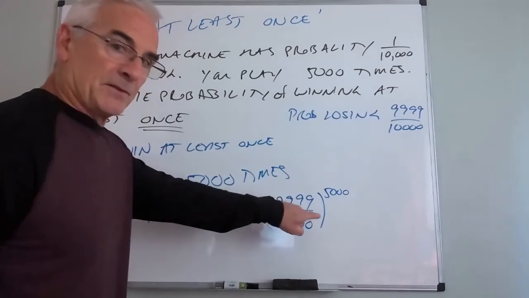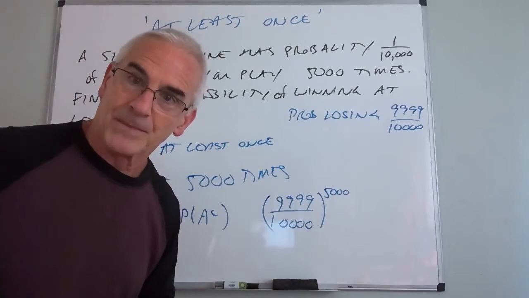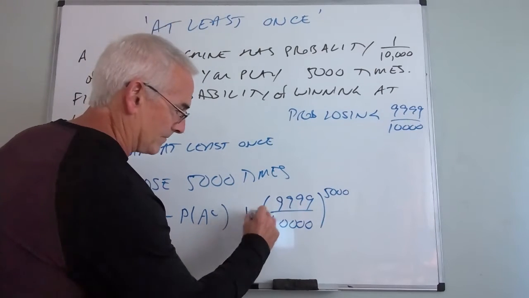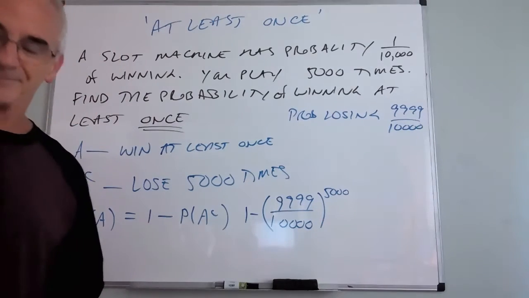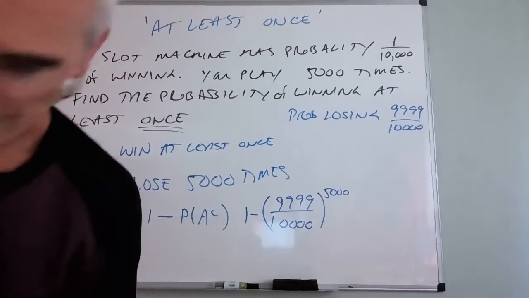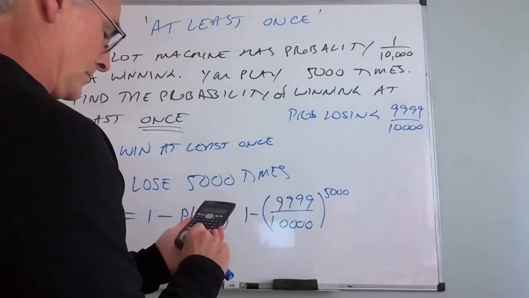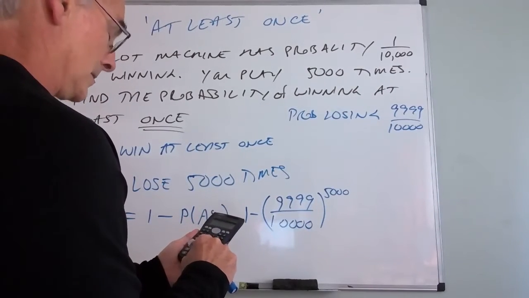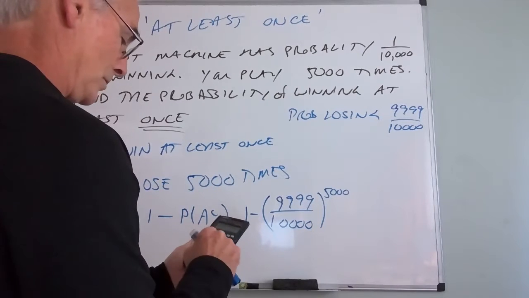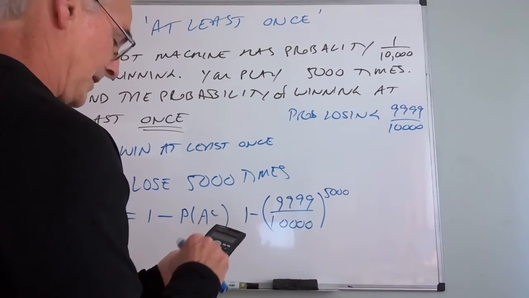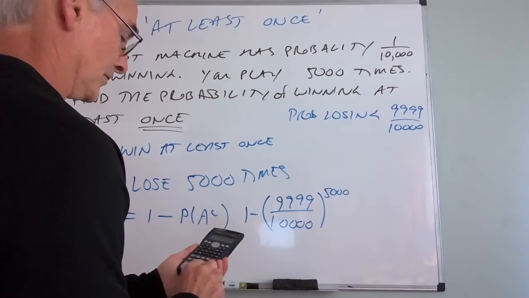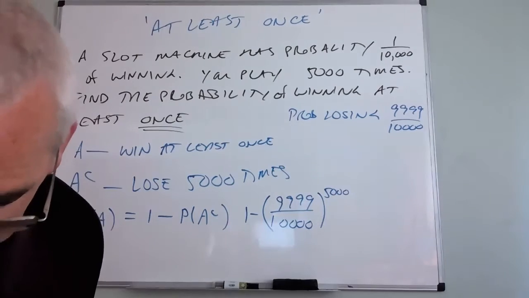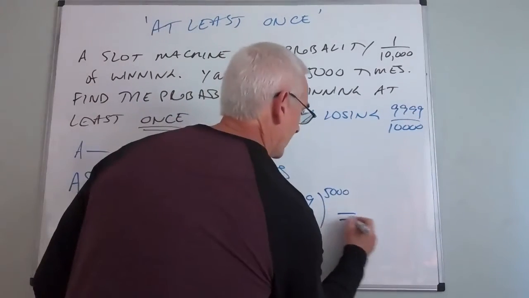This is the probability of losing every single time. So what's the probability that I win at least once? 1 minus... let's calculate that, shall we? 1 minus 0.9999, raised to the 5,000th power, and even a cheap calculator can do this one. And my probability is approximately 0.3935.